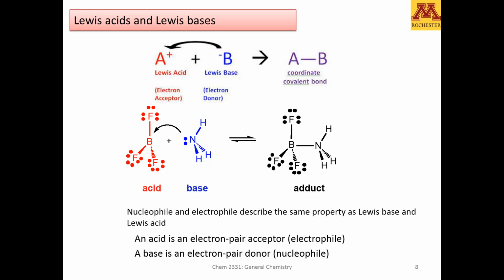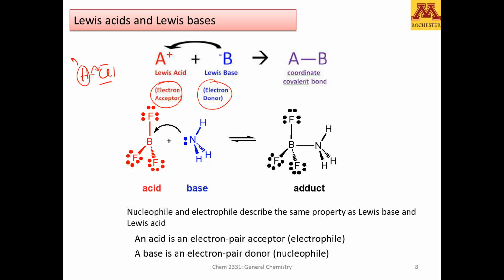So the Lewis definition of acids and bases defines an acid as an electron acceptor and a base as an electron donor. Notice that this is not that far from the Bronsted-Lowry definition. If you think of HCl, we call it a Bronsted-Lowry acid because it's a proton donor. What happens when the proton gets released? The chloride will accept that extra electron. So you can think of a Lewis acid as an electron acceptor.